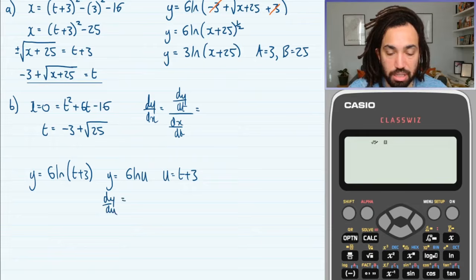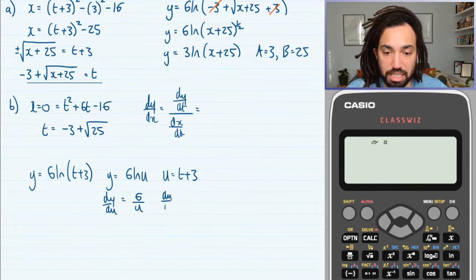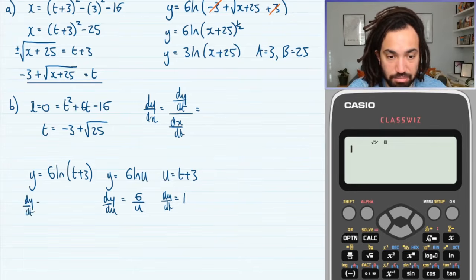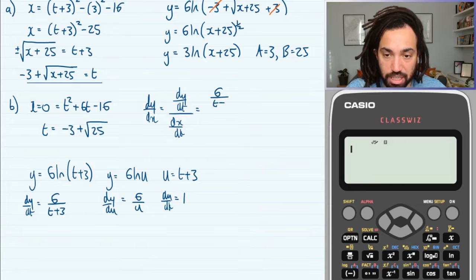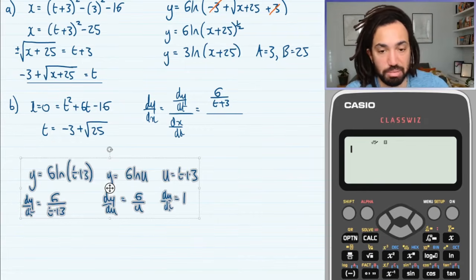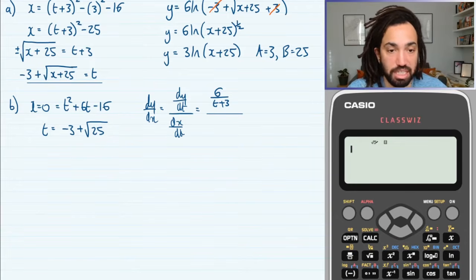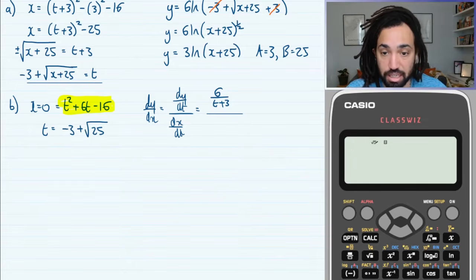So dy by du is equal to 6 over u, because ln u differentiates to 1 over u. And du by dt is equal to just 1. So multiplying these together to get dy by dt, we will get 6 over u. So 6 over u is 6 over (t plus 3). Okay, so that's 6 over (t plus 3). That is the derivative of y with respect to t. Now the derivative of x with respect to t is a bit easier, because here it's t squared plus 6t minus 16. So when we differentiate that x equation with respect to t, we get 2t plus 6.